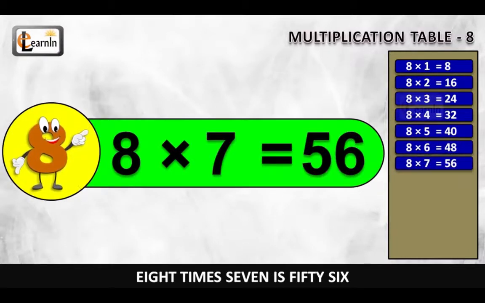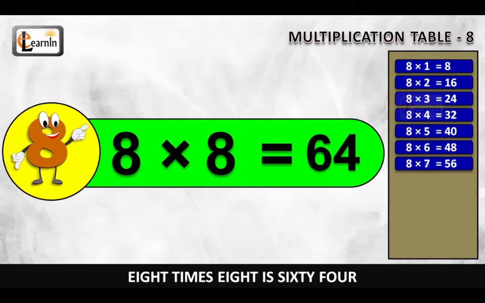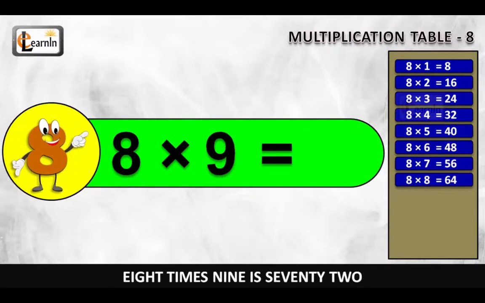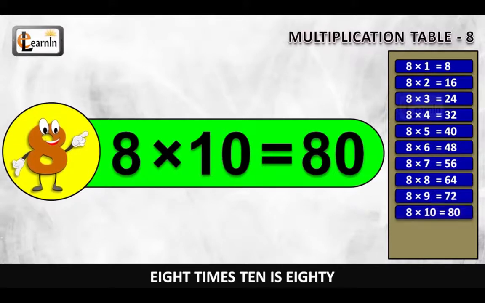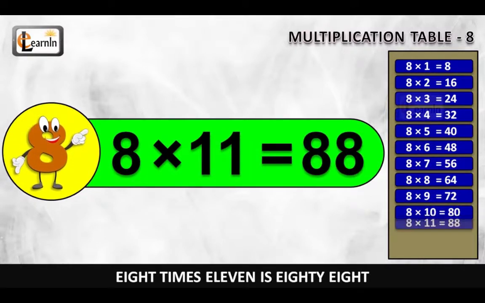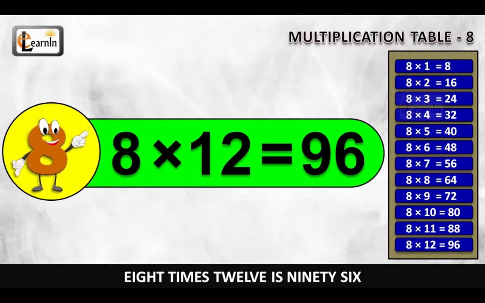8 times 7 is 56. 8 times 8 is 64. 8 times 9 is 72. 8 times 10 is 80. 8 times 11 is 88. 8 times 12 is 96.